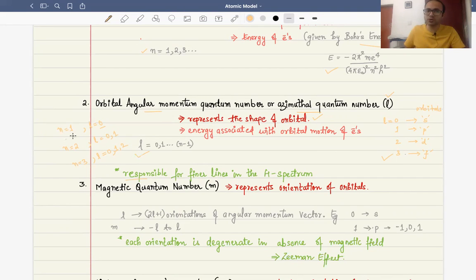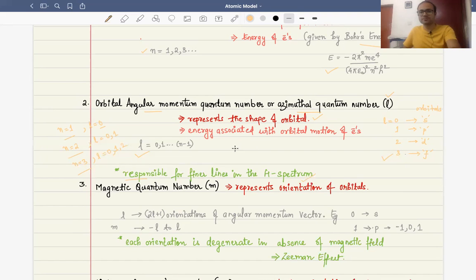So Niels Bohr only considered the principal quantum numbers. Now, this concept of orbital motion has brought in that each of these energy shells is associated with multiple orbitals, and that is why you see more finer lines than a single line in a hydrogen spectrum. So the finer lines were well explained by bringing in this particular quantum number, that is the orbital angular momentum quantum number.